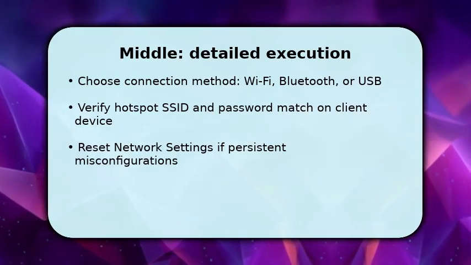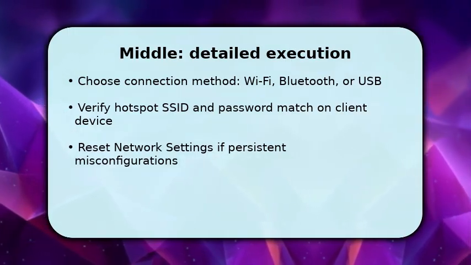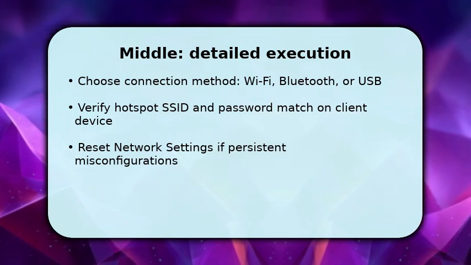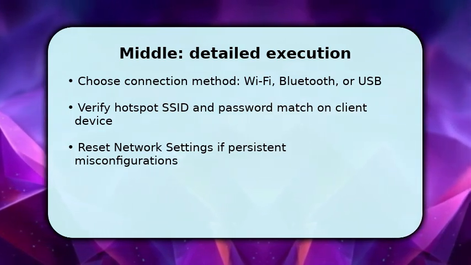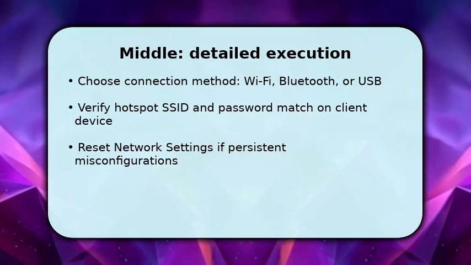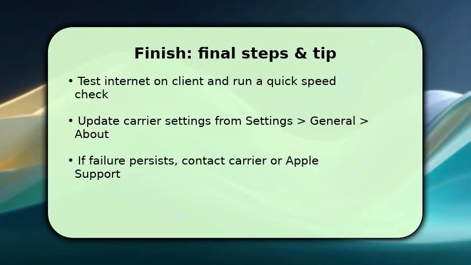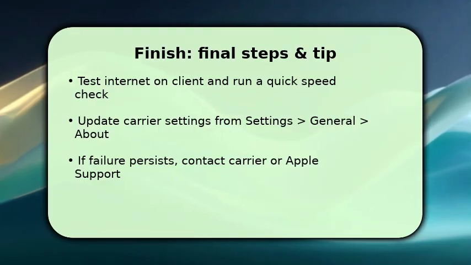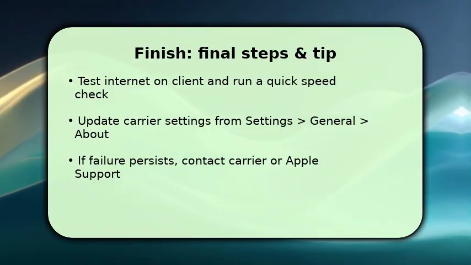If settings remain problematic, reset network settings on the iPhone. This removes saved networks and often resolves deep configuration conflicts. Note it won't erase apps or data. Finish by testing the connection. Open a browser on the client and load a page, then run a quick speed check to confirm data flow.